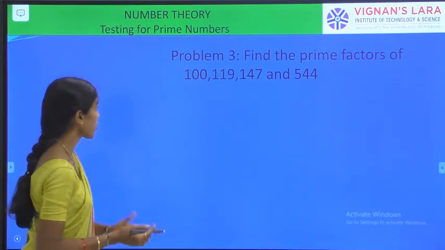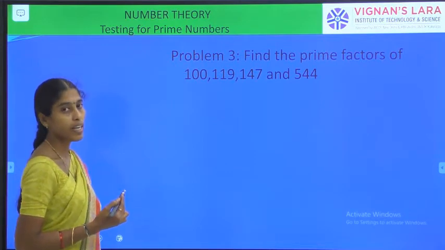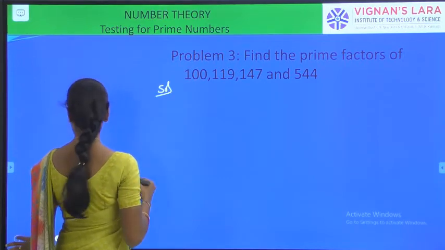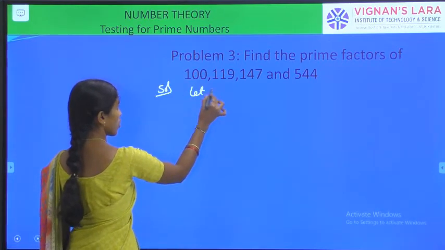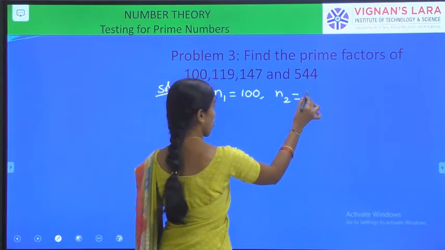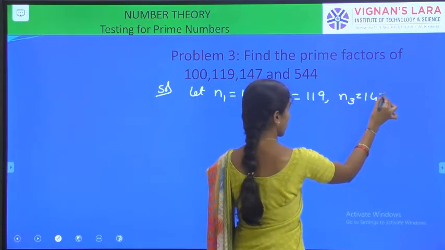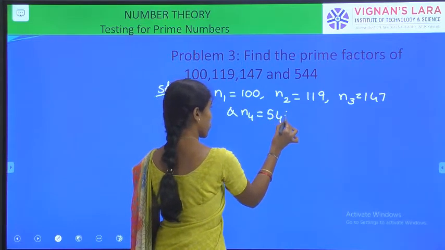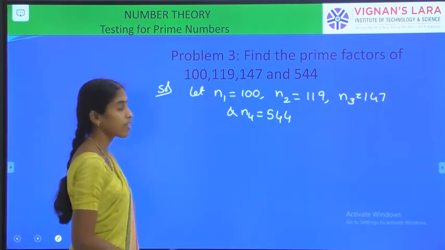Next, find the prime factors of 100, 119, 147 and 544. Same procedure. Already we discussed it for 100, so no need to discuss it again. N2 is 119, N3 is 147 and N4 is 544. Right? Already we solved for 100, same thing applies for 119.